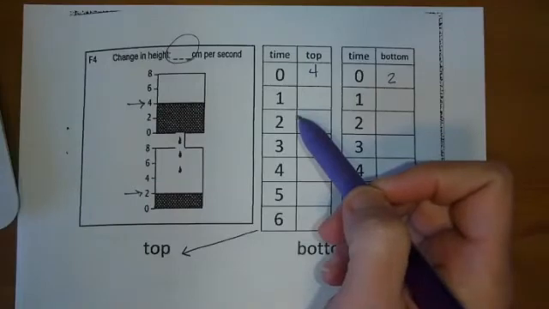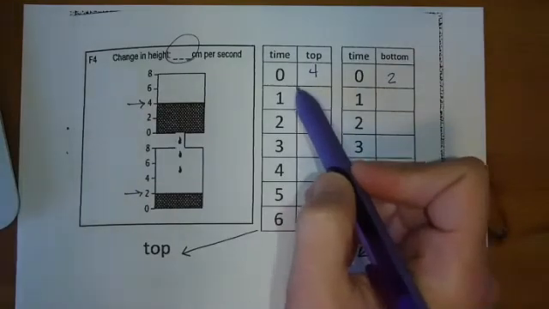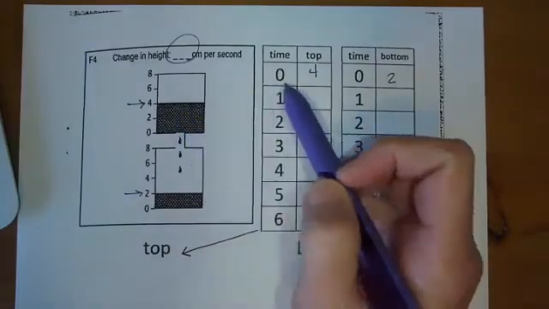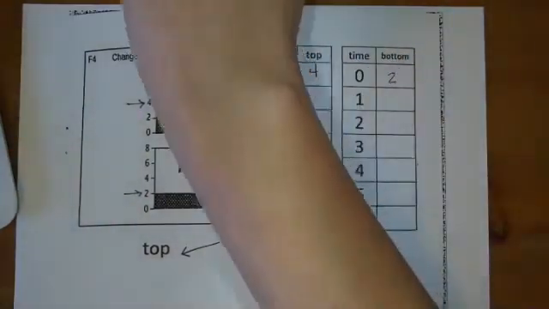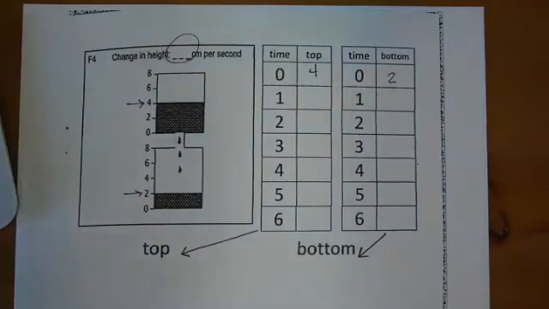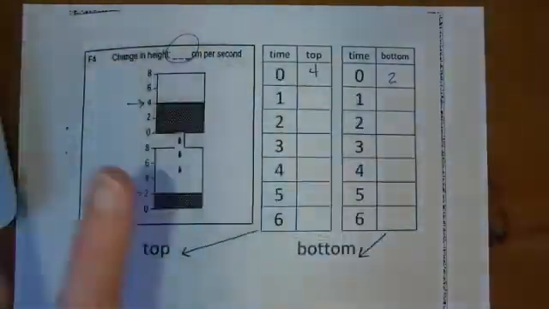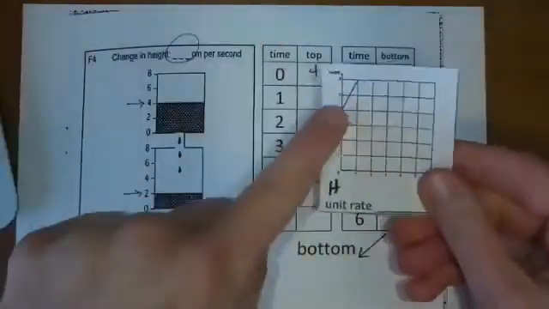Maybe I'm crazy. Okay, so the top tank starts at 4, and we know that it is losing water. So the line should be going downhill from a 4. Let's see what we can find. That one starts at 6 and goes down, so that's not it. We want it to start at 4 and go down. This one starts at 4, but it goes up.